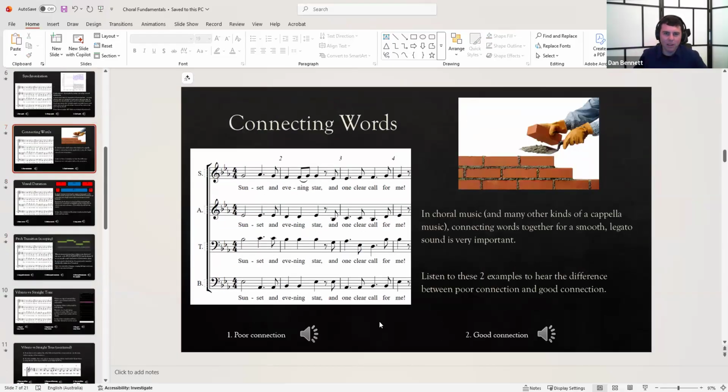Your definition may be different to mine. So this is poor connecting of words. Sunset and evening star. Okay.